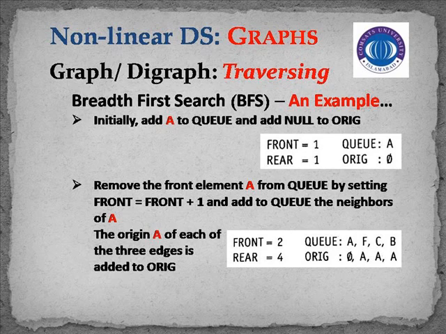Dear viewers, initially add the starting node A to the queue and add null to orig, where orig indicates the origin. Remove the front element A from the queue by incrementing the front pointer and add to the queue the neighbors of the node A. The origin A of each of the three edges is added to orig.